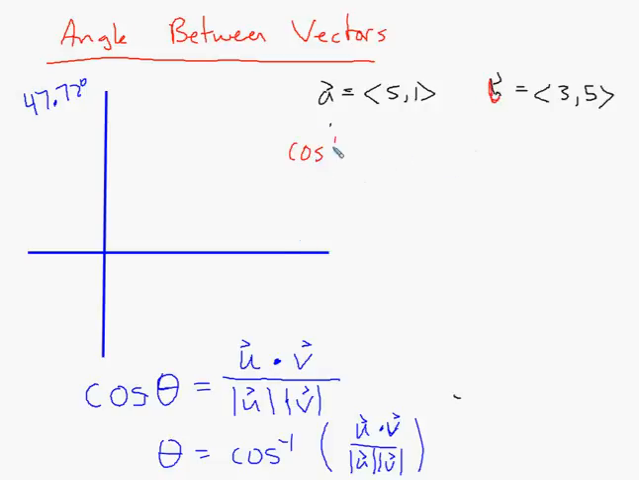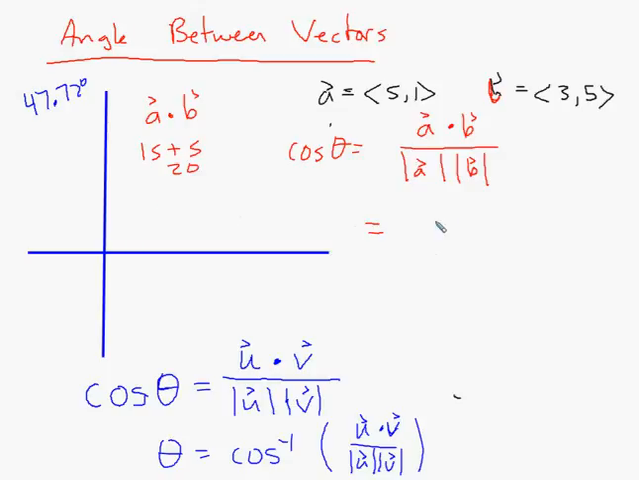So cosine of theta, I'm going to dot those two things. A dot B, so I'm going to have vector A dot vector B, because those are my two vectors. I'm going to find the magnitude of A, and I'm going to multiply it by the magnitude of B. Then I'll inverse cosine that. So, what is A dot B? I'll do it over here. A dot B is going to be 15 plus 5, so 20. So I get 20 in the numerator.